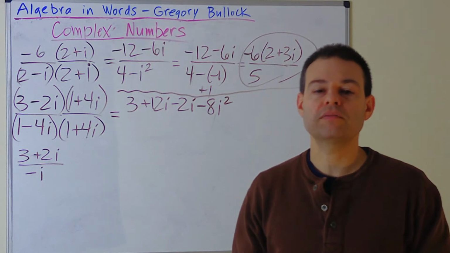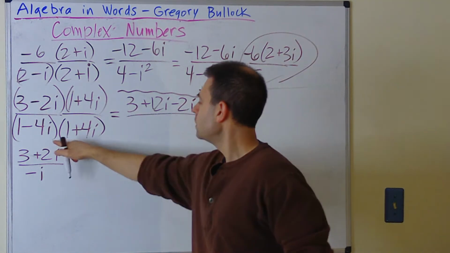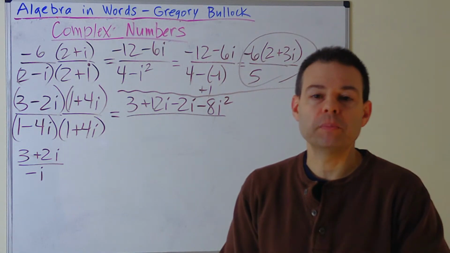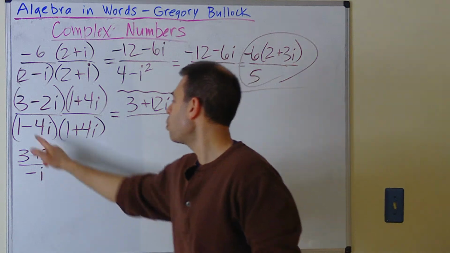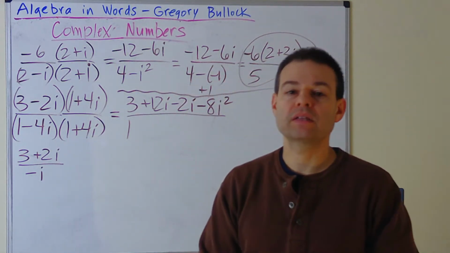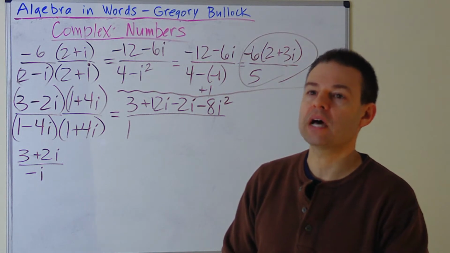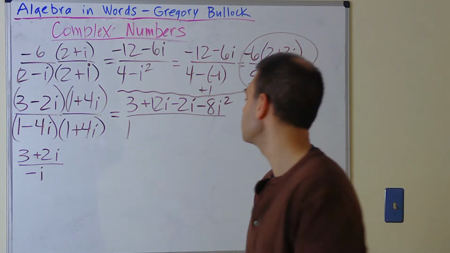Let's now multiply the bottom. And these are conjugate binomials again, so we're just going to do the shortcut. Product of the first, 1 times 1 is 1. And the product of the last, negative 4i times positive 4i is going to be negative 16i squared.